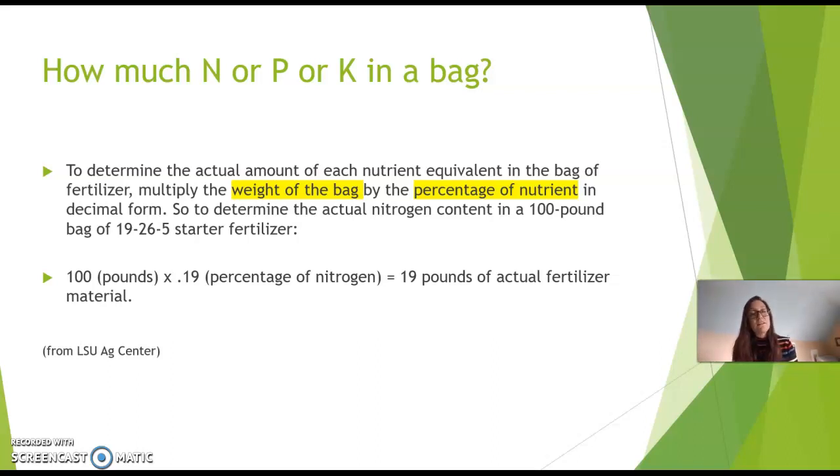First, what I would do is consider the percentage of the nutrient and make it into decimal form. So I'm looking for nitrogen here. Nitrogen will always be the first number. It's always in the same order, NPK. So there's 19% nitrogen. In decimal form, that's 0.19. And we always move the decimal point over 2 spots to the left if we're looking at a solid whole number. We have a 100-pound bag here, so this is going to be easy. 100 pounds times 0.19, the percentage of nitrogen, equals 19 pounds of actual fertilizer material.